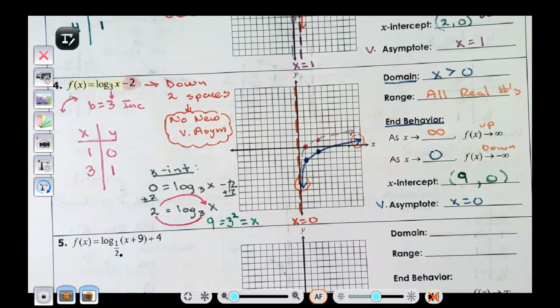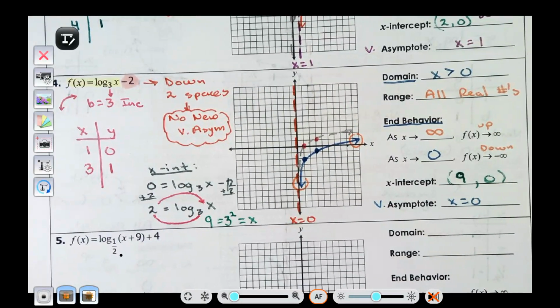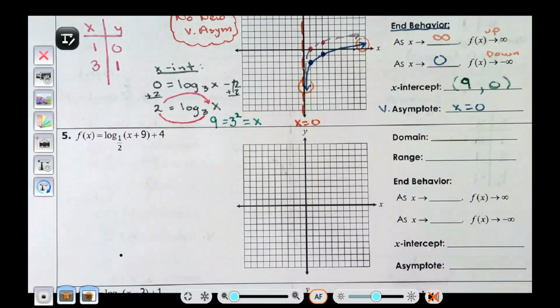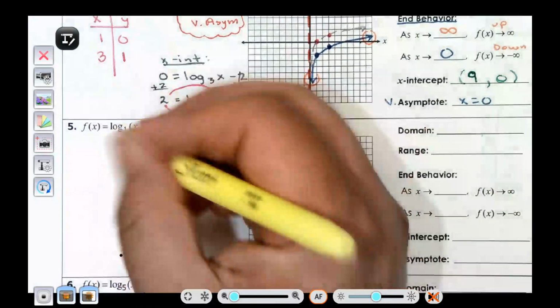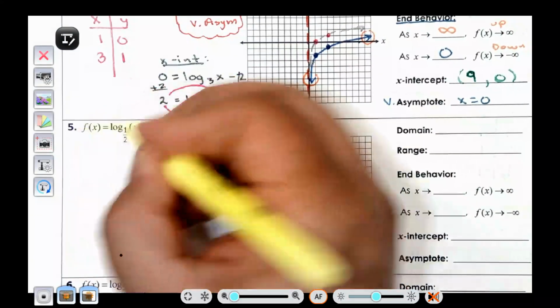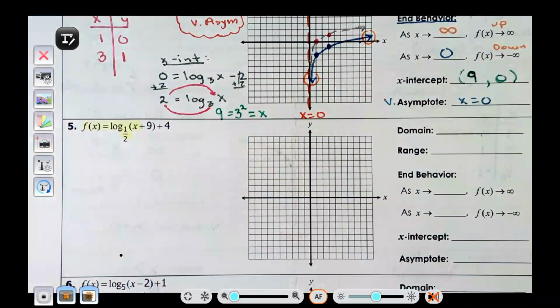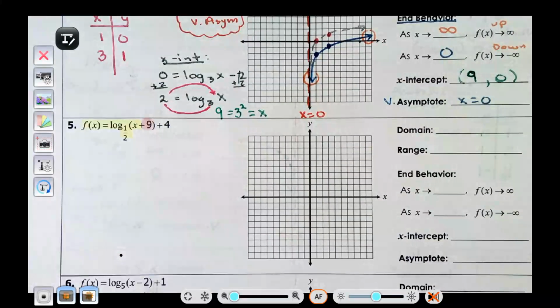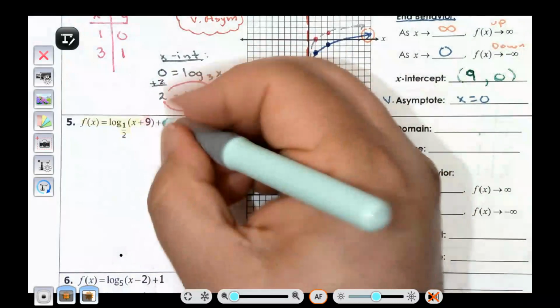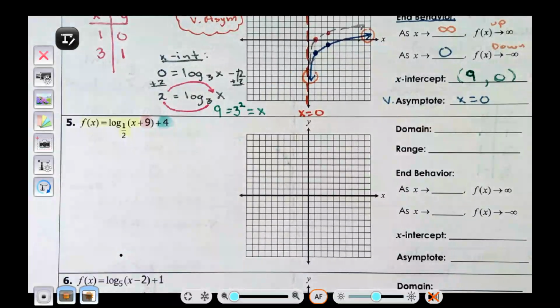All right, 2 more to go. Let's see how these go, because now we're going to have 2 transformations that we're going to do. So let's look at the parent first. The parent is the base and the x, with the word log, of course. We have 2 other numbers that are going to affect it. We have a number 9, big number coming our way, and the number 4.